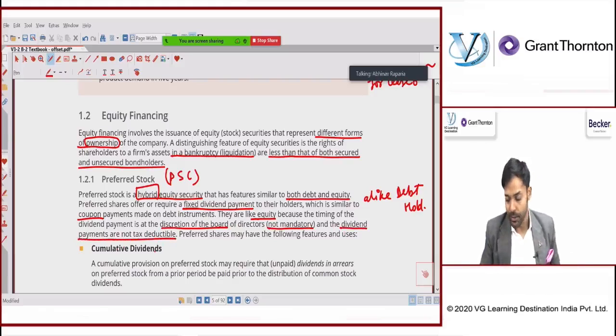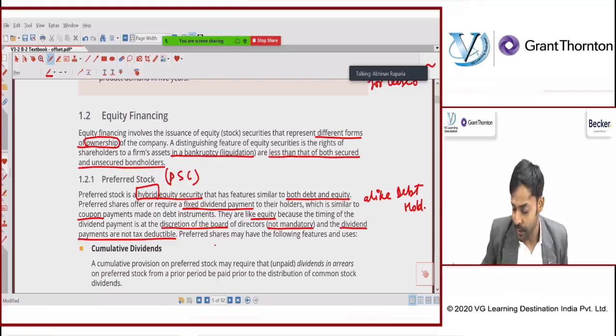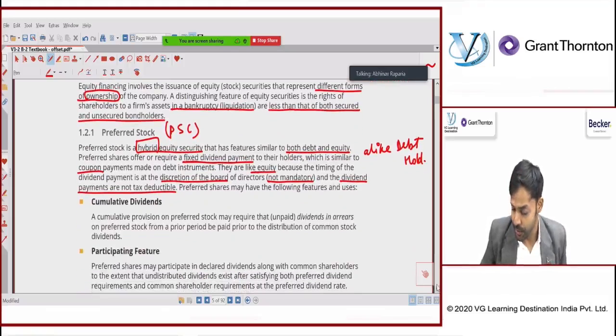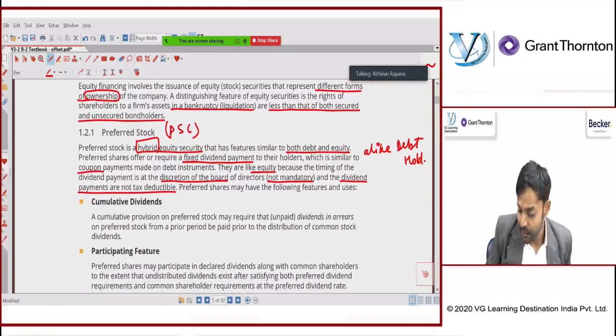We'll get to that in detail when we do the cost of various instruments. Preferred shares may have the following features and uses. So these are the various uses and the features of the preferred shares, right? First, it's a cumulative dividend.